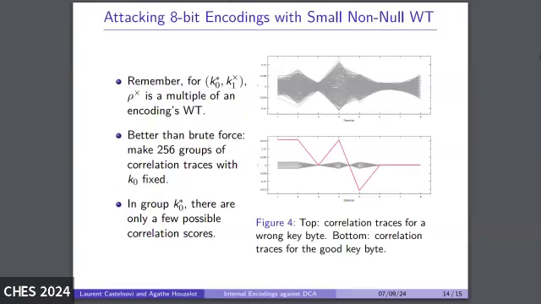So here on top we have the correlation traces for a wrong key byte, so you cannot really see anything. And at the bottom you have the correlation traces for the good key byte. So you can see that this is easily distinguishable, and you can easily recover K0 star, and then do the same thing for the other byte and recover the entirety of the key like this.